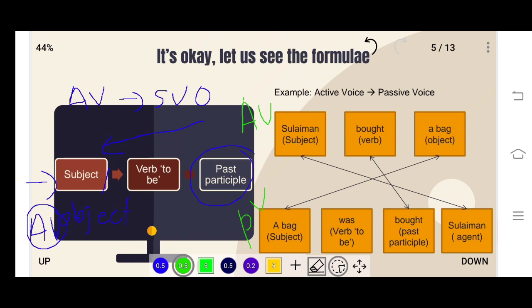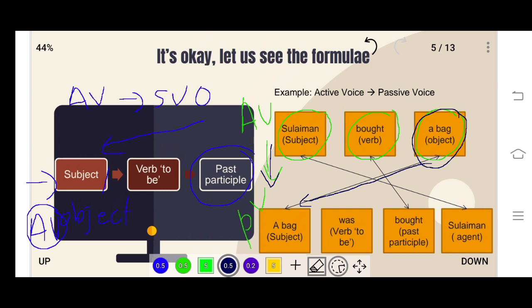So in the active voice, Sulaiman is the subject, bought is the verb, and a bag is the object. When we change into the passive voice, you can see that the object from the active voice becomes the subject. So the bag becomes the subject of the sentence.